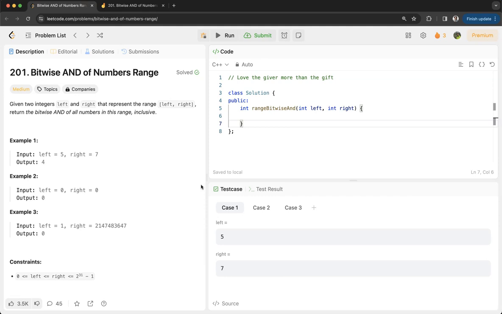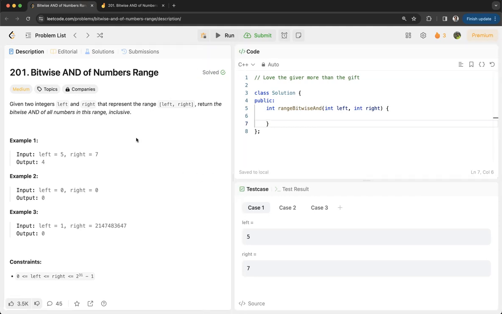Let's talk about today's LeetCode daily challenge. Today's problem is about bitwise operations, and it's about AND. The problem is like, you are given two integers, from left to right. You should AND all the numbers in that range and return the answer.